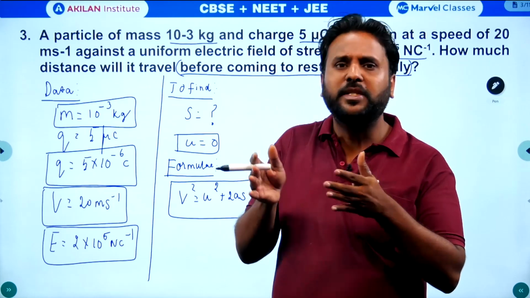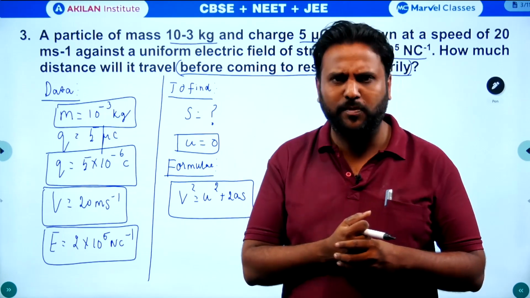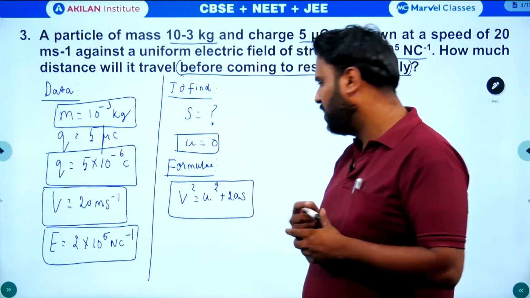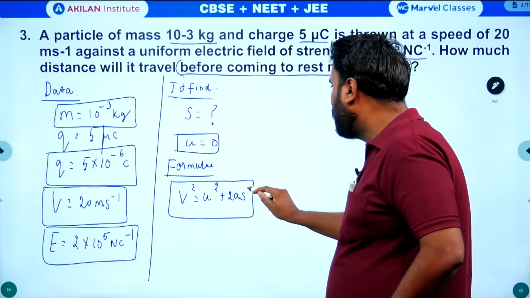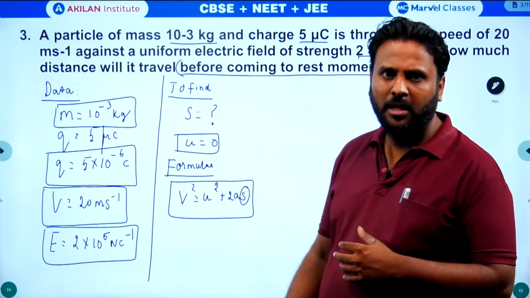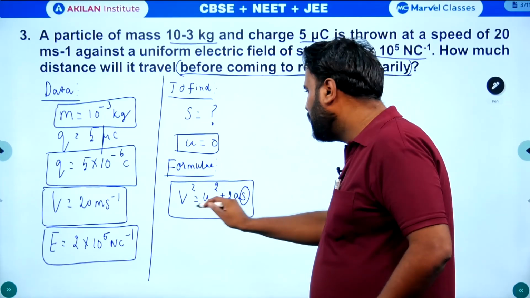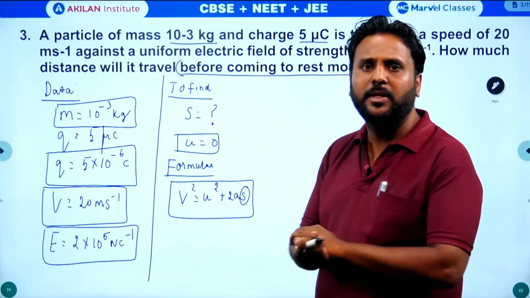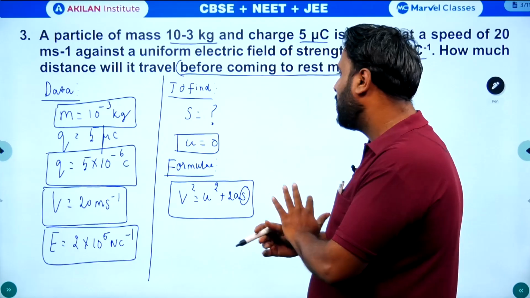So when it is motion, we should always go for the equation of motion. From this I am choosing the equation because I need to find the displacement S. So I am using this equation: V square equal to U square plus 2AS. Okay, so this is the formula.